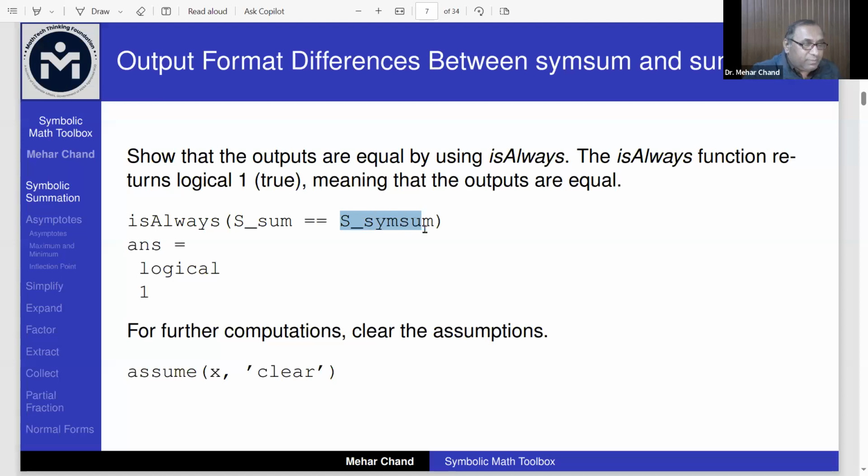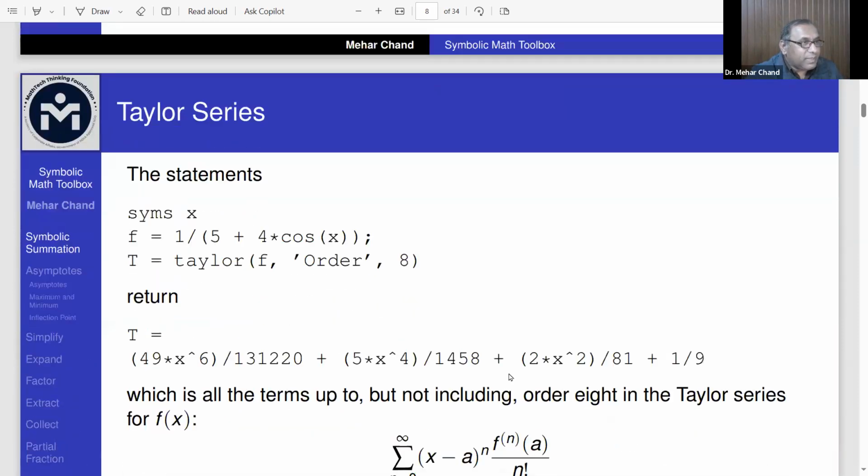Okay, this is the value we get by using the sum function, this is the value by using the Simpson function, and this is the logical operator, double equal. Double equal means is this equal or not. So this will return the logical value 1. 1 means true. If the values are not equal, then it will return 0. Got it? Yes, sir.